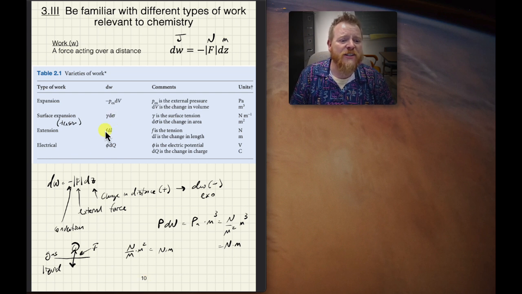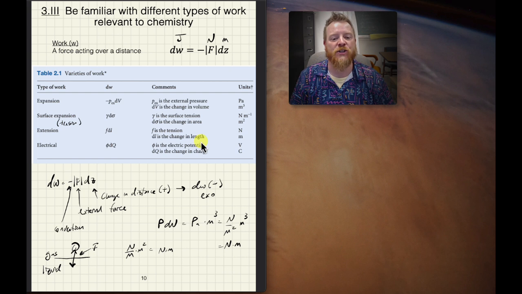So extension is very similar to just our nominal definition of work, where F is our tension in units of newtons, and dL is the change in length in meters. So we can see right away that's going to give us a Newton meter, or a joule.